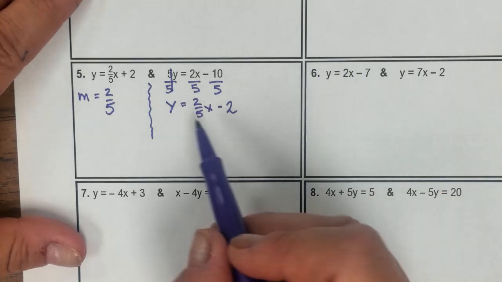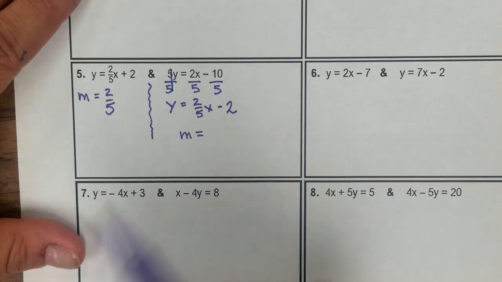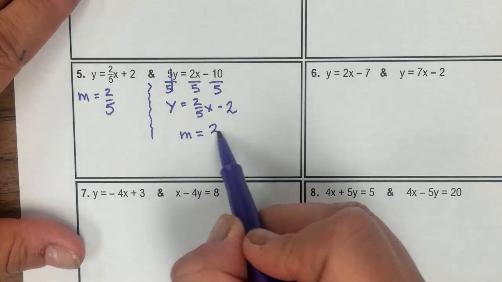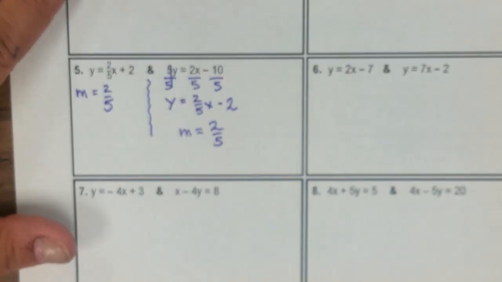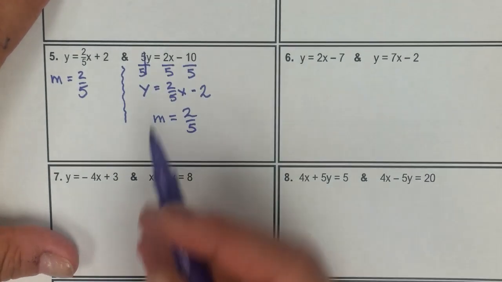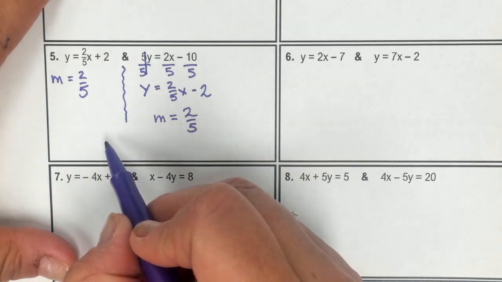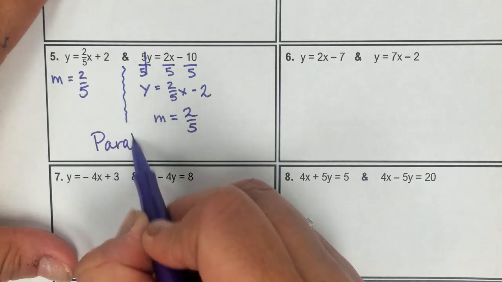So I'm going to pull the slope out of this one. So the slope is 2/5. So therefore, because they're the same slope, it is parallel.